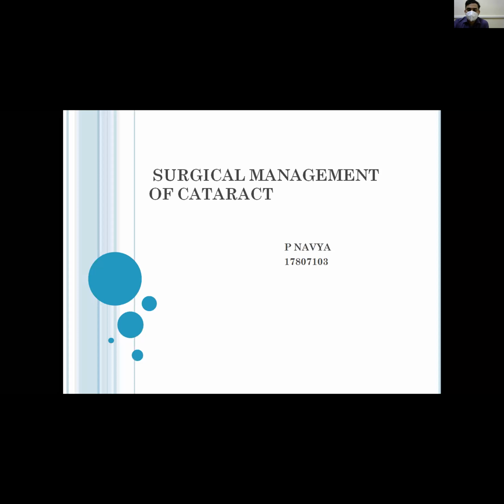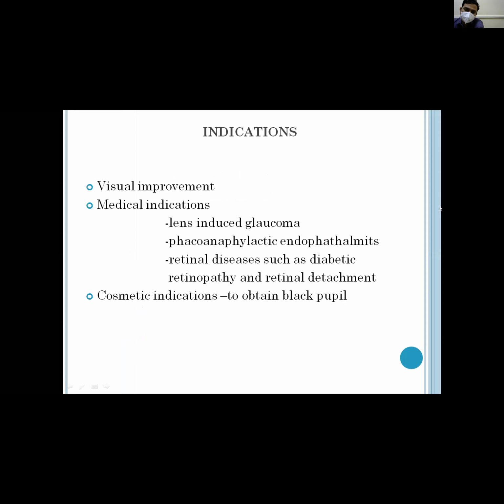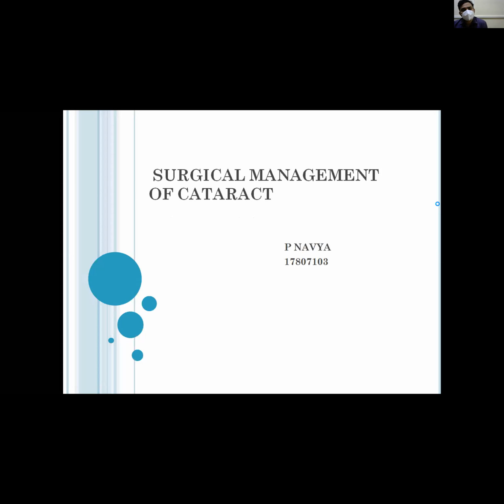Good morning everyone, this is Navya and today my topic is surgical management of cataract. Indications for surgical management: visual improvement, medical indications such as lens-induced glaucoma, phacoanaphylactic endophthalmitis, retinal diseases such as diabetic retinopathy and retinal detachment, and cosmetic indications to attain black pupil.